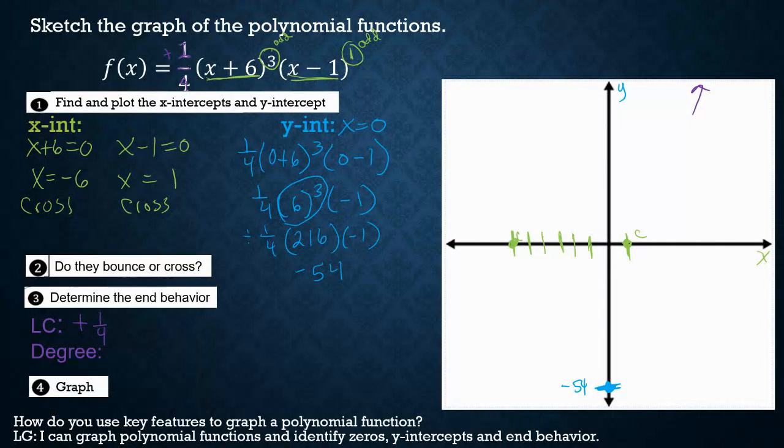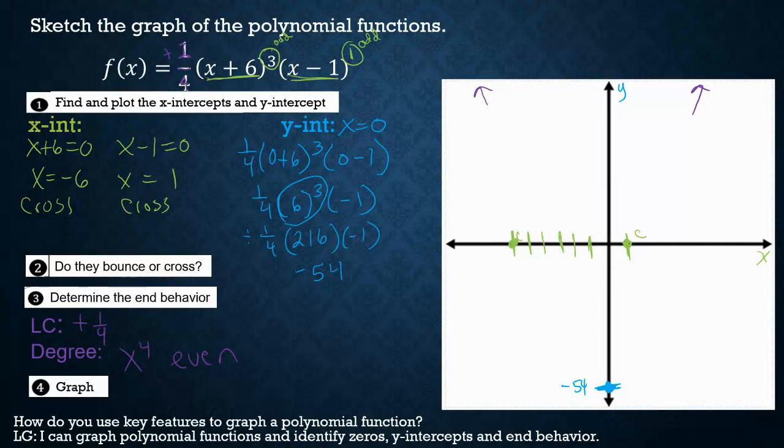And the degree, so we're just going to add up our powers. This is 3, this is 1, so the degree is going to be 4. And that is even. So remember, evens go in the same direction, so we know it's going to be over here because these end behaviors have to be in the same direction because it's even. Odd is opposite, even the same.